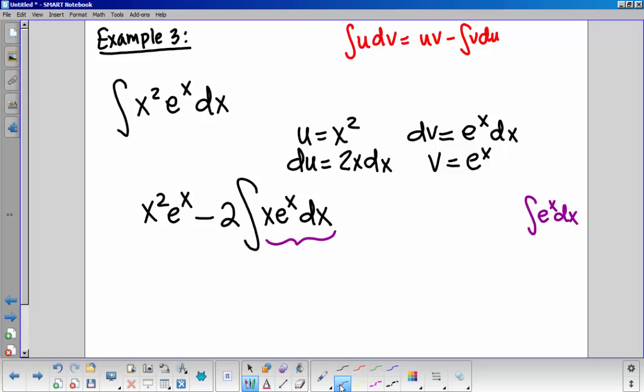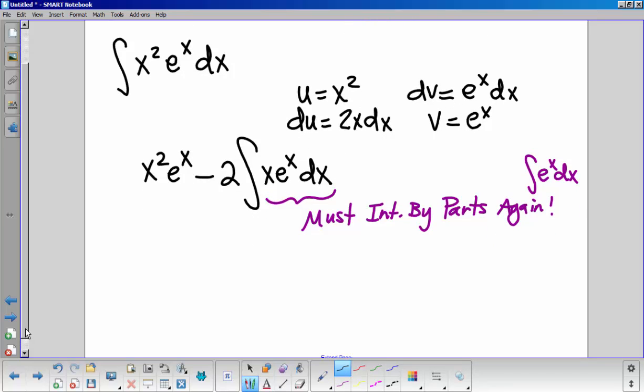Do we call it u and v again? So, we're going to start the process all over again. Why do we have to do it again? Because we have a polynomial times an exponential. Yeah. So we're going to let u equal x. Good. dv is what's left, which is e to the x dx. Differentiating u, we get dx. And v is just e to the x.